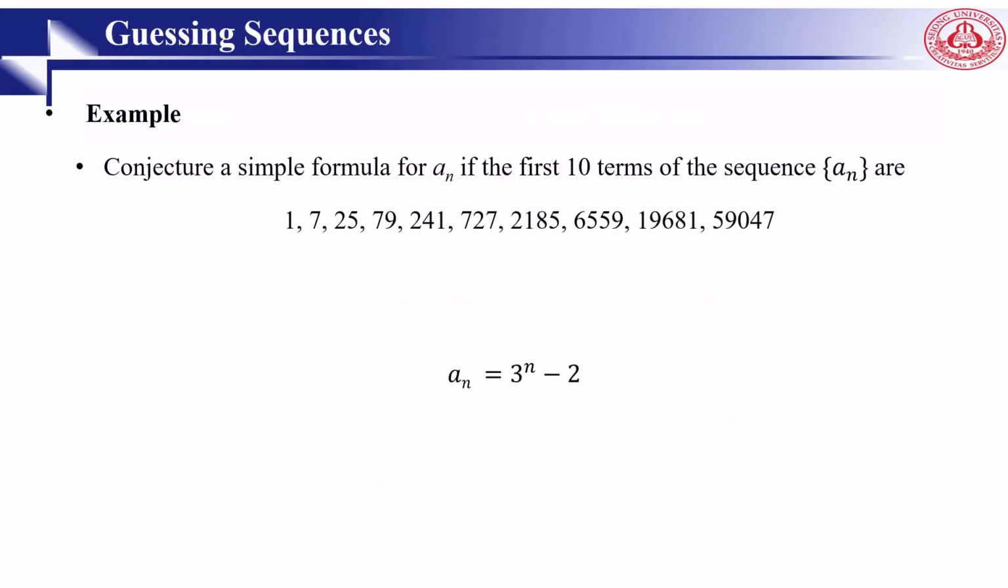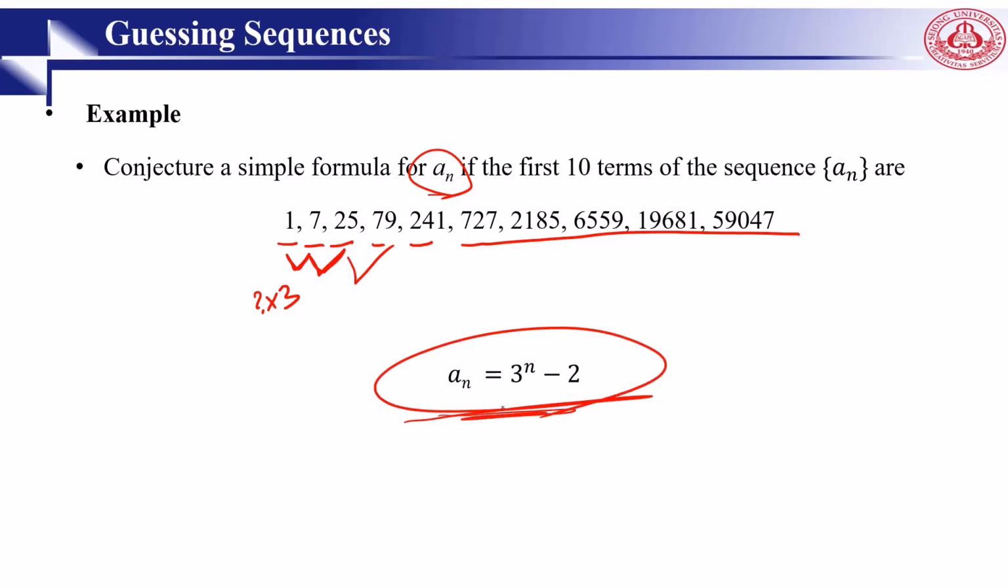Here is conjecture, or guessing a sequence. Conjecture a simple formula for a_n if the first terms are 1, 7, 25, 79, 241. Again, we want to find the closed form. So how can we find the closed form for this one? Here, the ratio of each term to the previous one is approximately 3, so it means we multiply by 3, right? So we can come up with this: 3^1 minus 2 is 1, 3^2 minus 2 is 7.